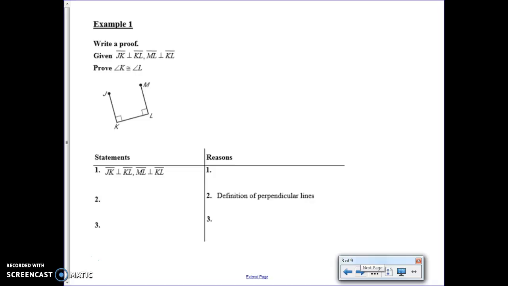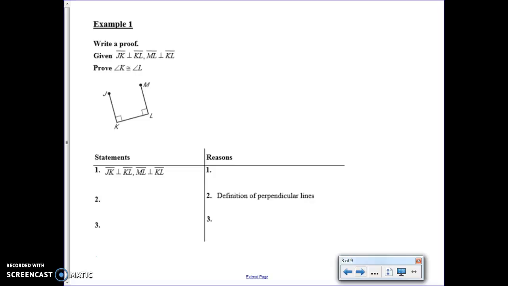Okay, so we just learned a new theorem, and now we're doing a proof. So probably we're going to see that theorem come up in this proof. So it says, write a proof given JK is perpendicular to KL, and ML is perpendicular to KL. So notice you can see that in the picture, those perpendicular segments. We need to prove that angle K is congruent to angle L.